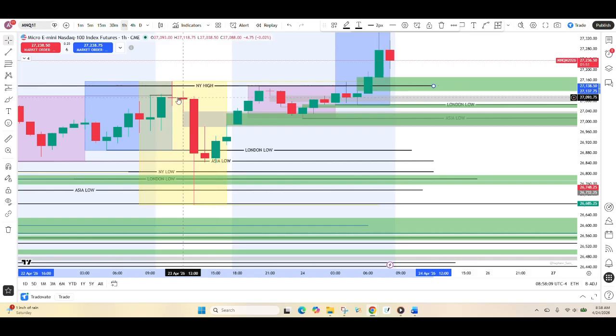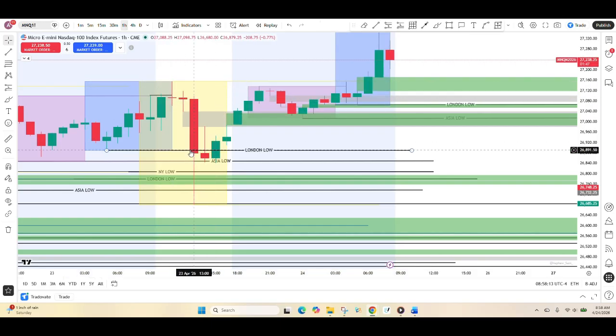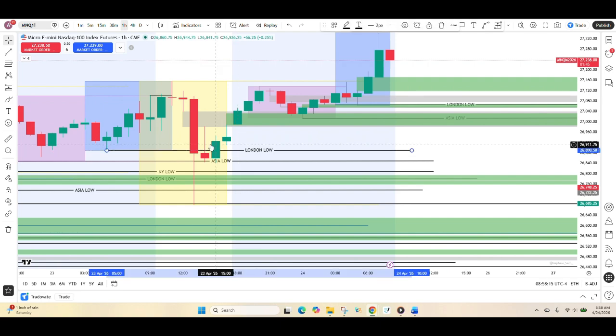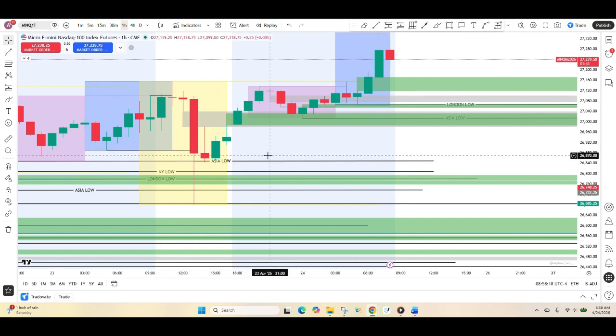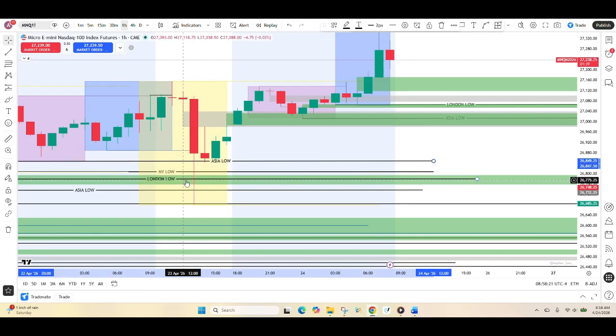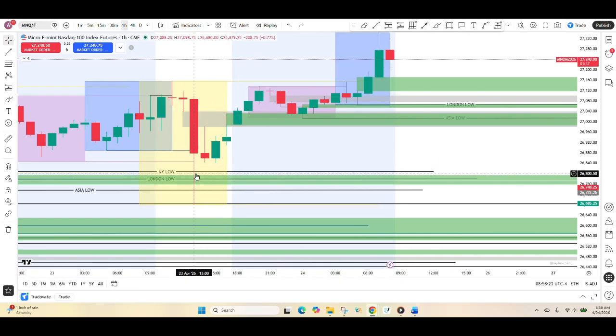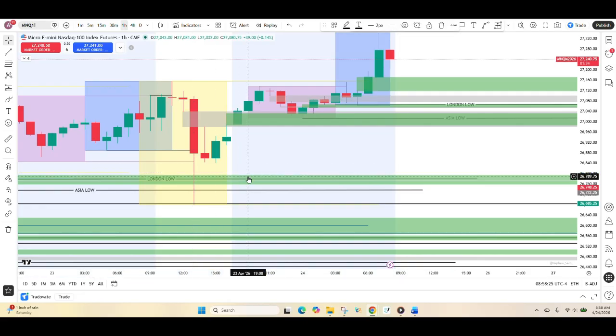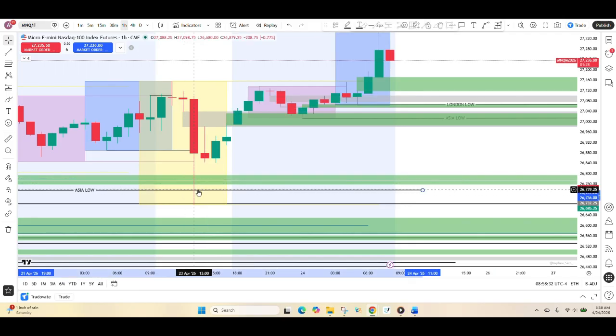So this one was taken out by this candle wick, so I'll remove that. This prior London low was taken out by this red candle, remove that. This prior Asia low was taken out by this red candle wick, remove that. New York low was taken out by that wick. London low was taken out by that wick. Asia low was taken out by that wick.